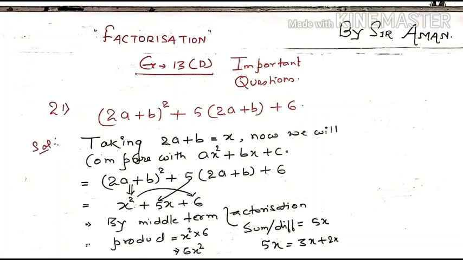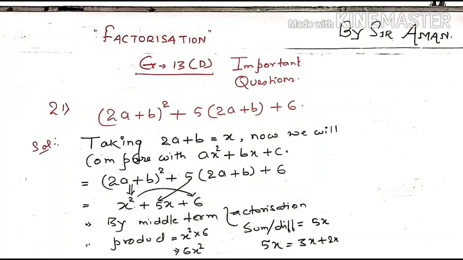Okay, how will we do this? In the place of 2a + b we will write x, so it will become x², and in the place of 2a + b in the second term we will write x, so it becomes 5x, and 6 is the constant. So our new question is x² + 5x + 6. Okay, you can check in the third step.